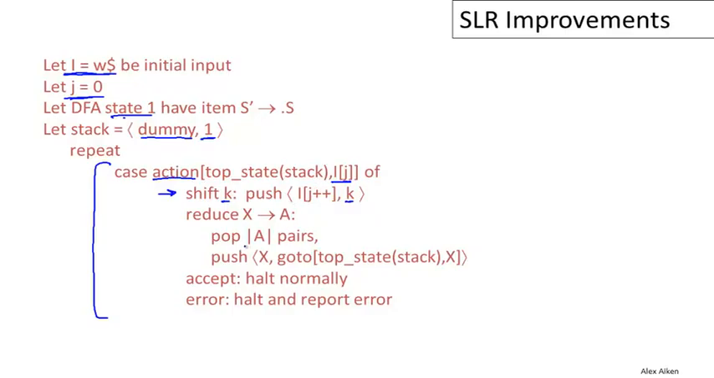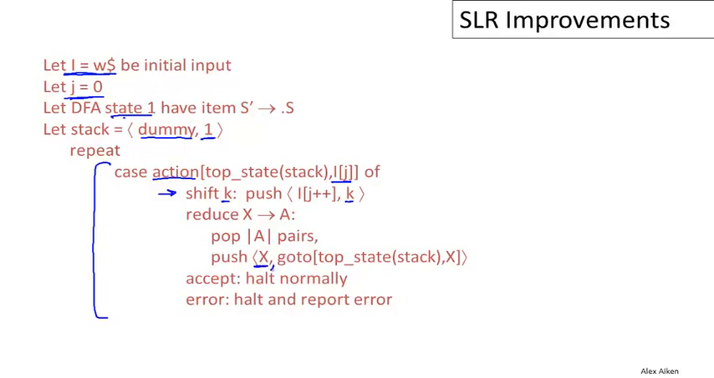First thing we're going to do is pop a number of pairs off the stack that's equal to the length of the right-hand side. So we pop a number of items off the stack that's equal to the right-hand side of the production. And then what do we push onto the stack? Well, we're going to push the non-terminal on the left-hand side onto the stack.